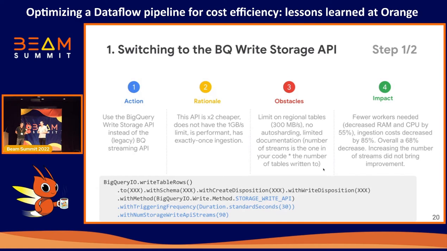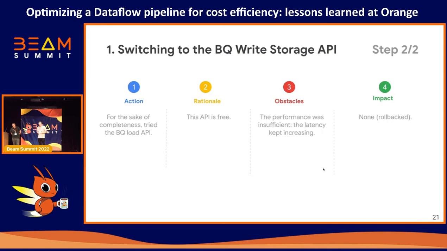And that was a big gain here. We reduced the number of workers, and we also reduced cost. I told you that when you use the storage write API, you cut your ingestion cost by half. But in fact, we cut the cost by 85%, because for some reason, using the legacy streaming API, we saw more data going through the API than we actually had. We didn't really investigate, but if you're writing to BigQuery, you might see very big improvements using this API.